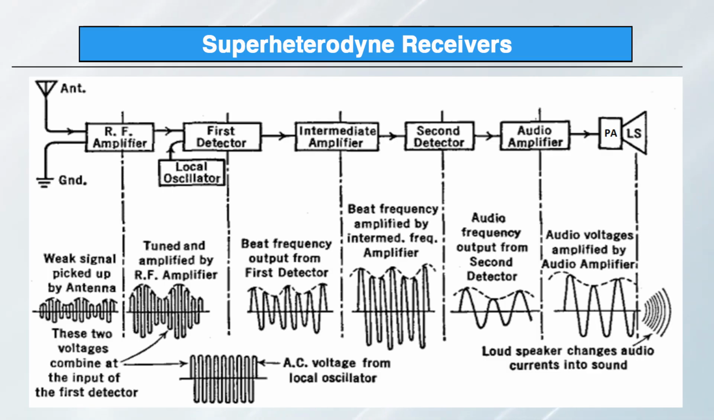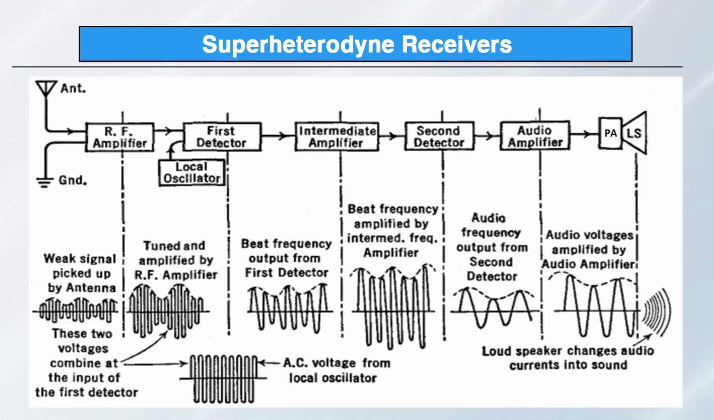Here is a detailed description of each block of the superheterodyne receiver now. In the superheterodyne receiver, the first stage is the RF amplifier, multi-stage. The RF (radio frequency) amplifier stage in a superheterodyne receiver is designed to amplify the weak radio signals received by the antenna. In a superheterodyne receiver, this stage often consists of multiple amplification stages.